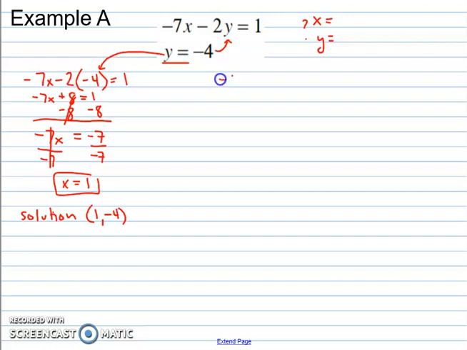All right, so here we go. So negative 7x minus 2y equals 1. I'm going to substitute 1 for x. So negative 7 times 1 minus 2 times, and now y is going to be negative 4.